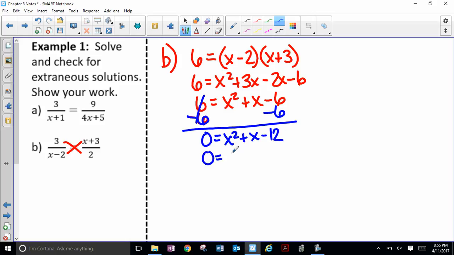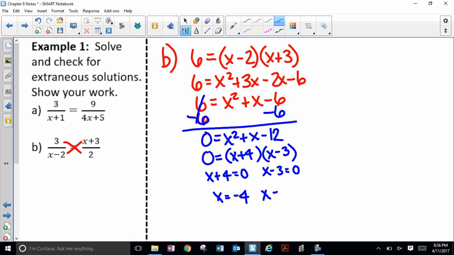Now this is one where we can factor it. So what multiplies to give you negative 12 and adds to give you 4? That should be x plus 4 and x minus 3. So then when you set each of those equal to 0 and solve, I would subtract 4, so x would be negative 4. I would add 3, so x equals 3. So those are my possibles.